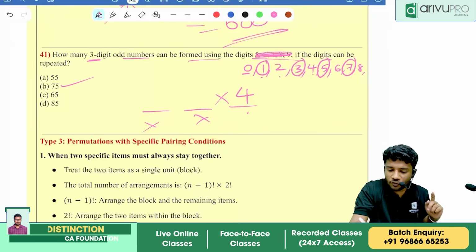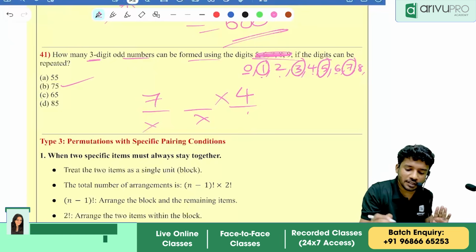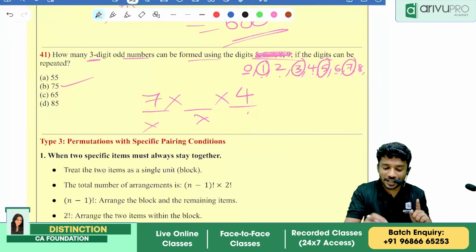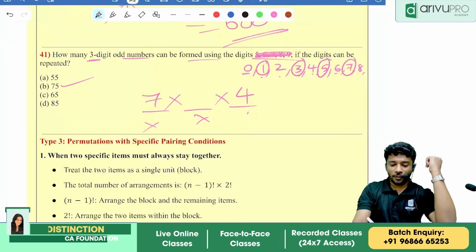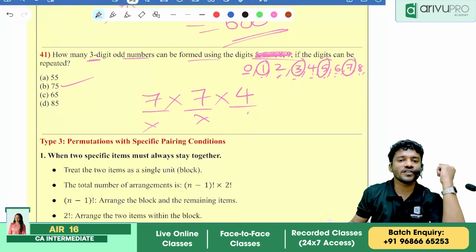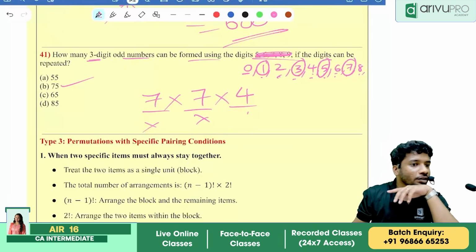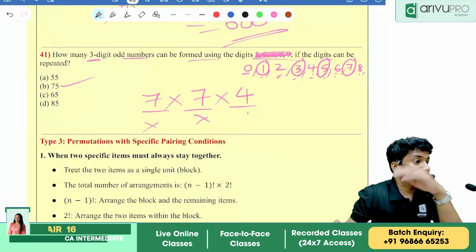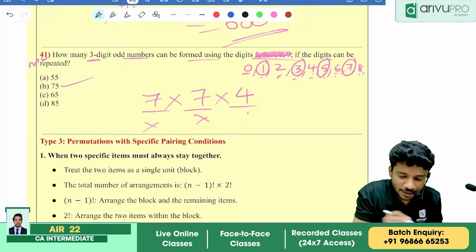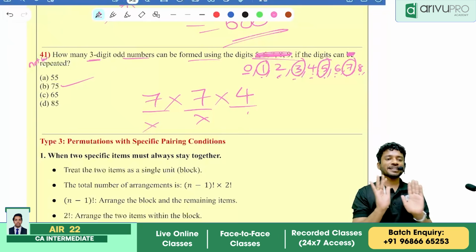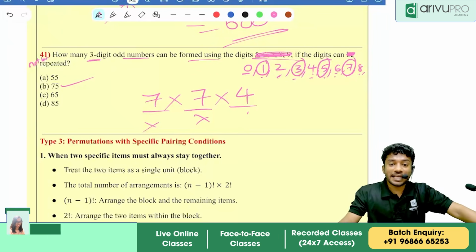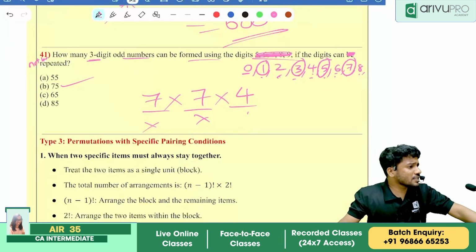Except 0 and the one that already sat, how many numbers are there? 1, 2, 3, 4, 5, 6, 7 numbers are there. So 7 into. Now how many are remaining? 2 already sat. How many will remain? 1, 2, 3, 4, 5, 6, 7. So 7 into 7 into 4 is the answer. Without repetition. Oh, I didn't say that. Cannot be repeated. Okay, fine. I changed the question. Understood the method? Everyone got the logic? I know still someone will have doubt.